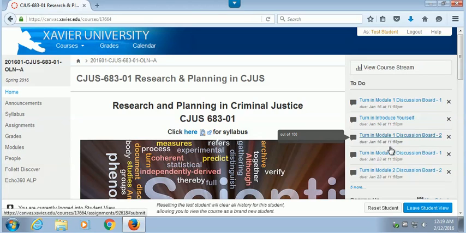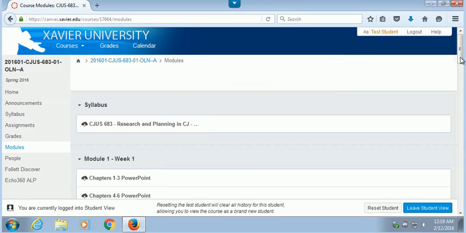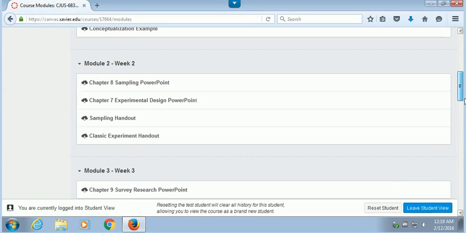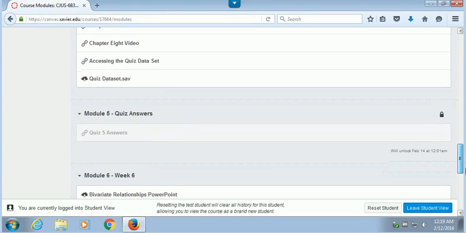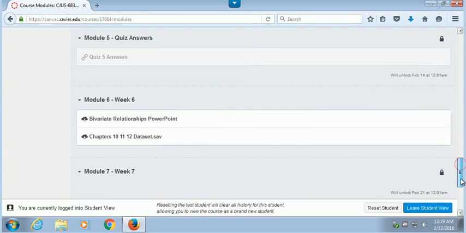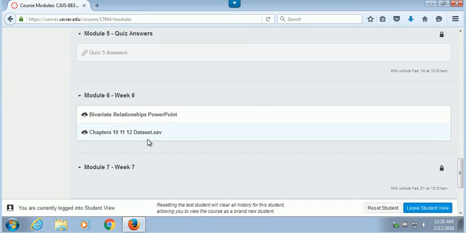Just a quick note before we get started with the SPSS portion of Module 6. Make sure you check out the PowerPoint, which is under Modules. This should all look very familiar to you. It's been following the same basic structure of the class. But there is a bivariate relationships PowerPoint that'll explain in some detail some of the concepts that are covered in these next 3 chapters in the Adventure and Social Research book.